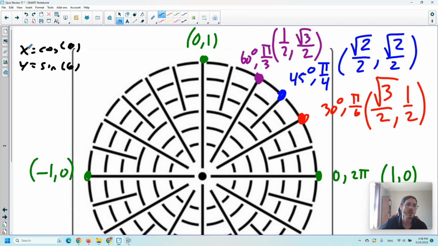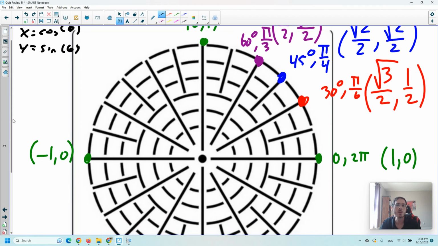We said in class it goes alphabetically. X comes before y, cosine goes first, cosine goes with the x, sine goes with the y. So if we're over here on the unit circle at 30 degrees, if we make 12 slices, that's pi over 6. Those two are equal in terms of degrees and radians. And then that coordinate is at square root 3 over 2 and 1/2.